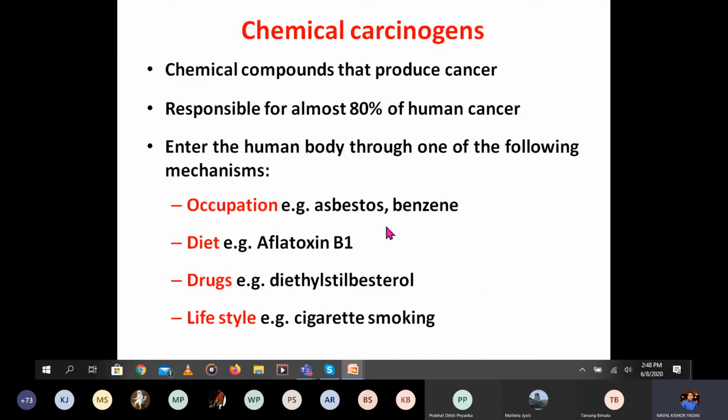Occupation, like asbestos, for those working in the fire office. In the diet, aflatoxin, which can contaminate our food, produced by the fungus known as aspergillus. And drugs, diethylstilbestrol. This is a synthetic estrogen which is used to prevent miscarriage. So this might also cause cancer. Lifestyle, as I told, smoking, tobacco use. Through all these routes, the chemical can enter into our body and cause different changes and finally lead to cancer.